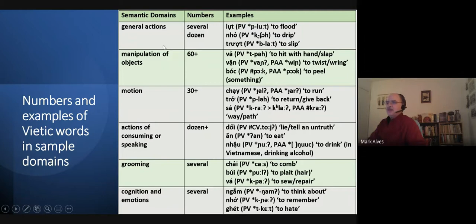So we see these kinds of words, and quite a few of them are even in Proto-Austroasiatic. There we go. Look, I like these here. To comb, there, jai, bui, va, for those kinds of things. Combing your hair, plaiting the hair, sewing, some things like that, or repairing. So this is what we expect for original lifestyle.